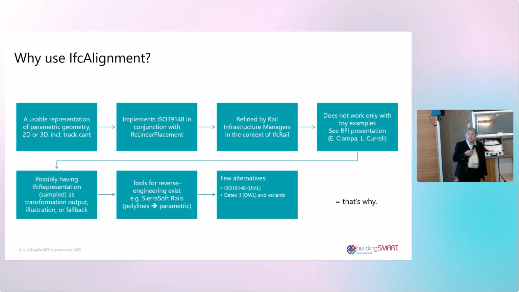And there are also tools for reverse engineering. That is, if you have a real existing alignment, basically you make a survey. In many cases, you may have lost the initial design criteria because the track has been laid out 1 century before. But you can reconstruct the IFC alignment segments with adequate software. And for instance, Sierra Soft Rails does that, as I verified yesterday.